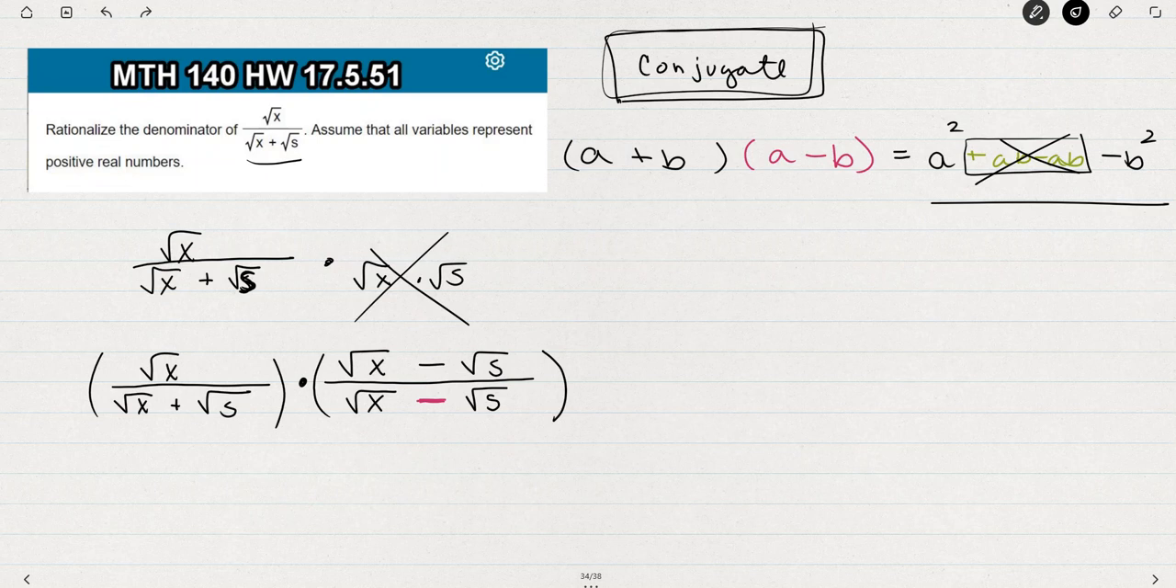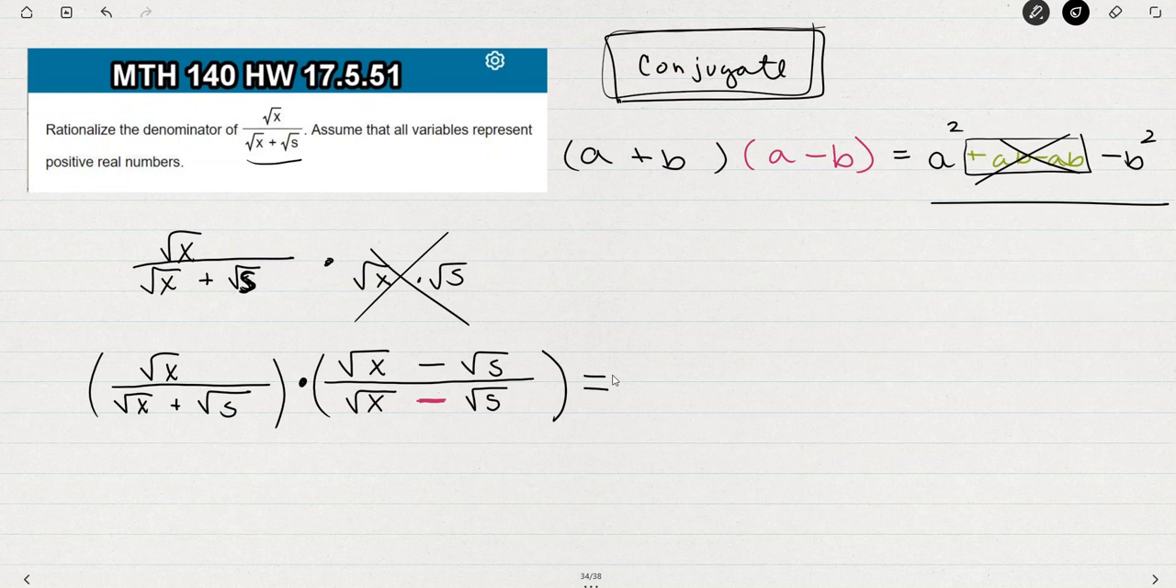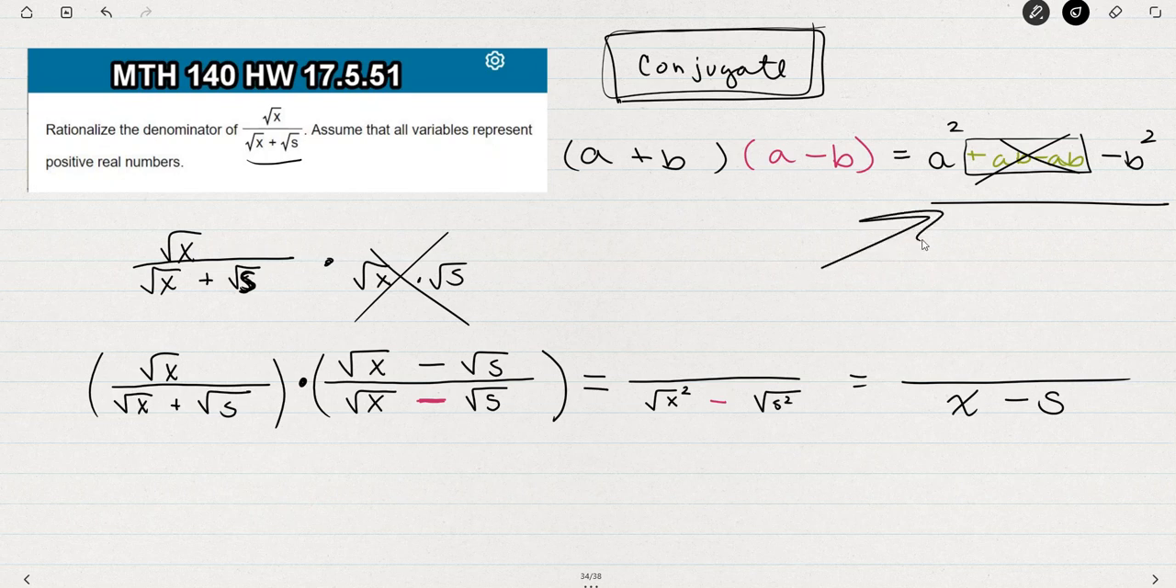So I'm not changing the value of the expression. But why did I choose this form? Because when I multiply the denominator, square root of x plus square root of s times itself, I'm going to get the square root of x squared, which is just x, minus the square root of s squared. Or in other words, in the denominator, I would get x minus s. Go ahead and FOIL it if you need to, like I did up here at the top, to prove to yourself that, yeah, that does end up working every time.